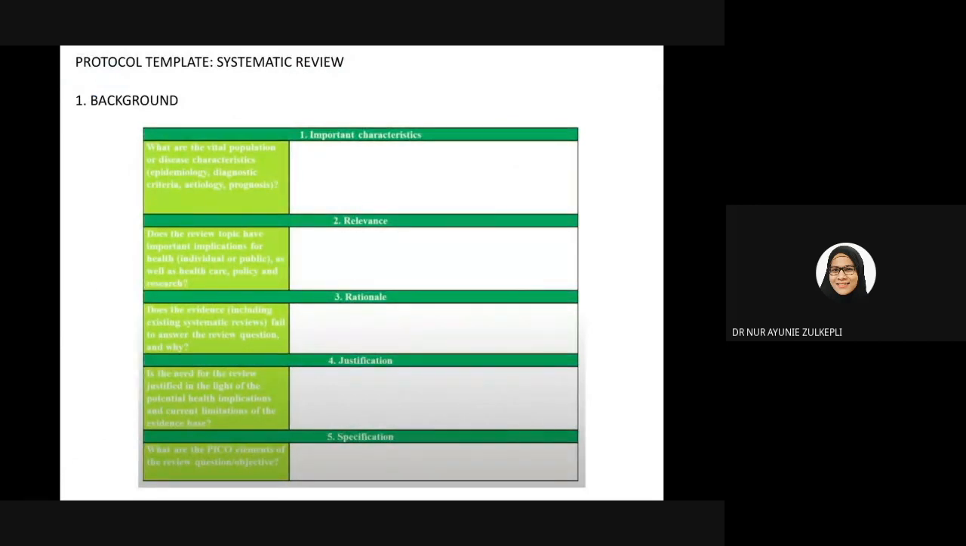Okay, so this is just a protocol template for systematic review. This is just a very basic template. So for background, you can ask what the vital population is, if you do, let's say, quantitative or qualitative. So important characteristics. Background also discusses the relevance, the rationale, justification, and also specification. What are the PICO elements that relate to your topic? Okay, so you can put it in your background.